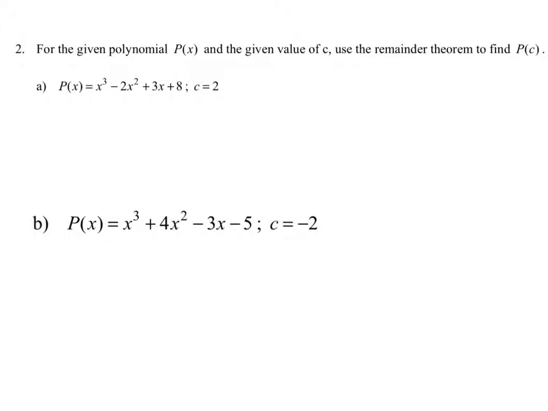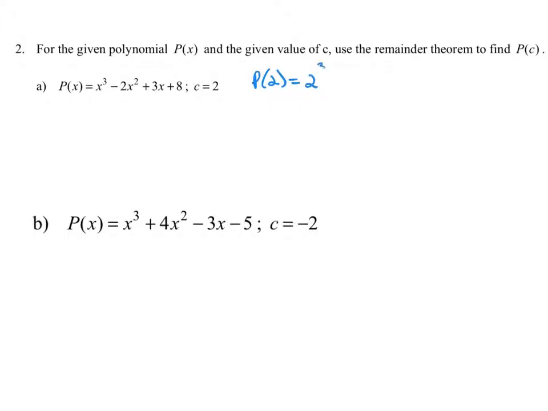For the given polynomial p of x and the given value of c, we're going to use the remainder theorem to find p of c. Now synthetic division gives us another way to evaluate polynomials. What you could do, without using synthetic division, is evaluate p of 2 by plugging 2 into each of those x values.